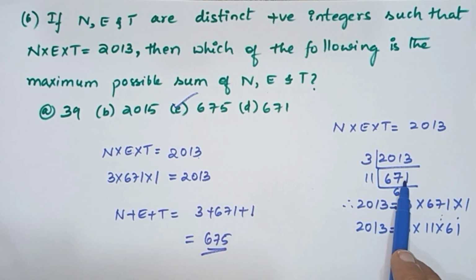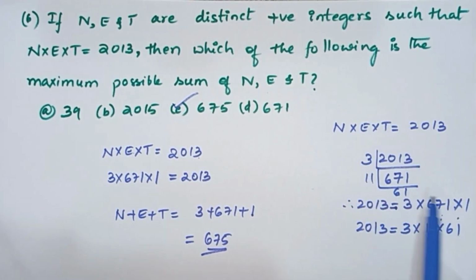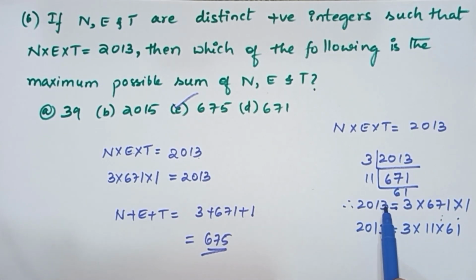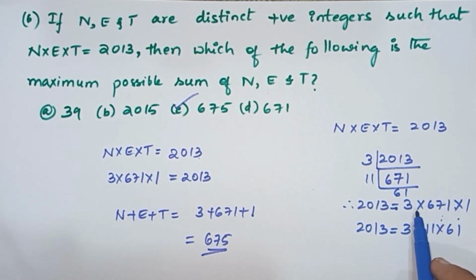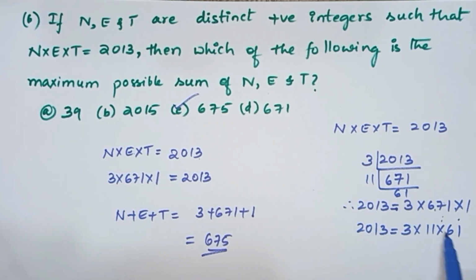So three factors I got here because n into e into t, three values given here. So the two possible ways of writing 2013 in terms of three positive integers is 3 into 671 into 1, I will write 671 together and I will write into 1 because that gives you the same answer. Then 2013 can also be written as 3 into 11 into 61.